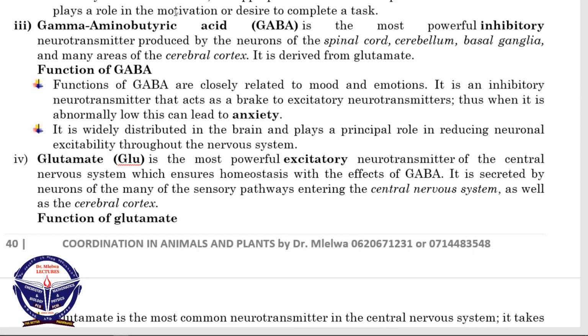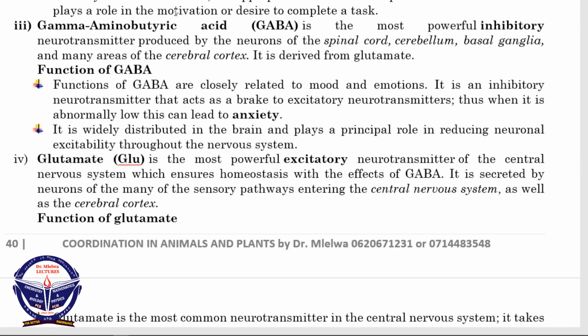So functionality is widely distributed in the brain and plays a principal role in reducing neural excitability throughout the nervous system. So in reducing neural excitability, maana yake over excitability, kwamba tukitaka kustimulate neuron kwa kuzidi, this reduces. Also you have glutamate. Glutamate, the most powerful excitatory neurotransmitter.